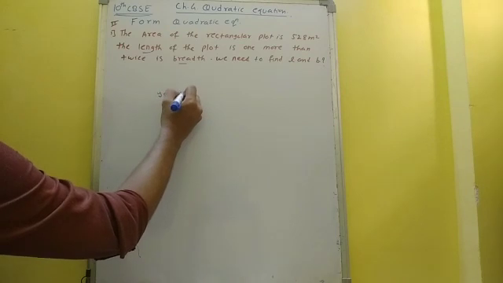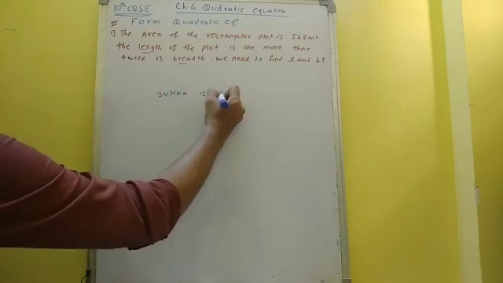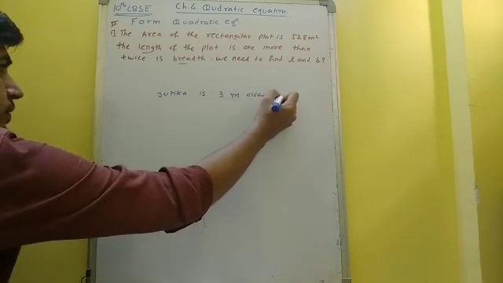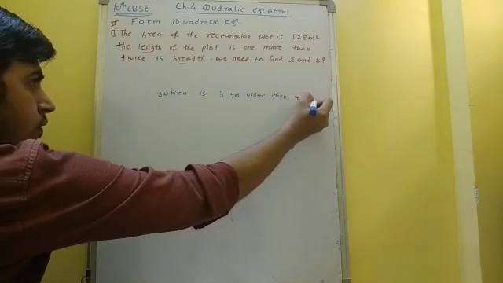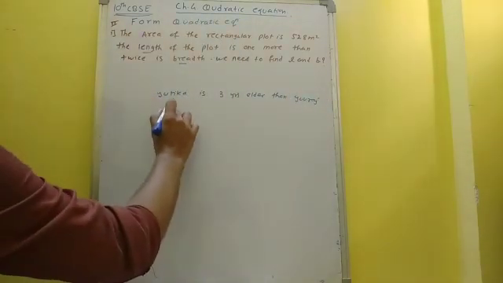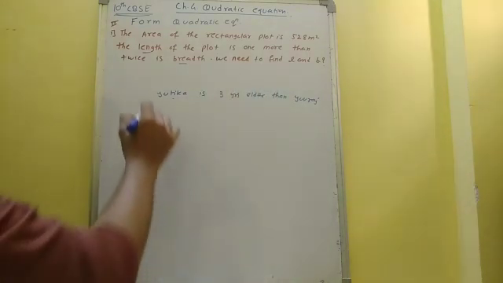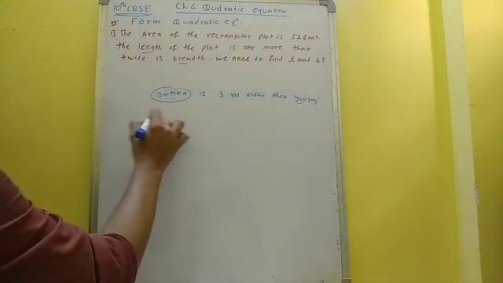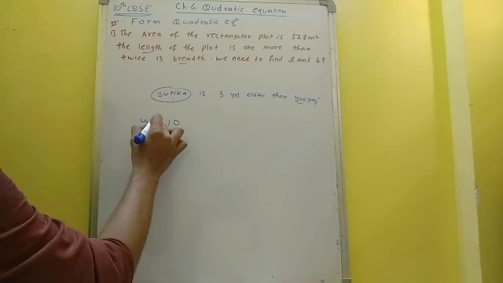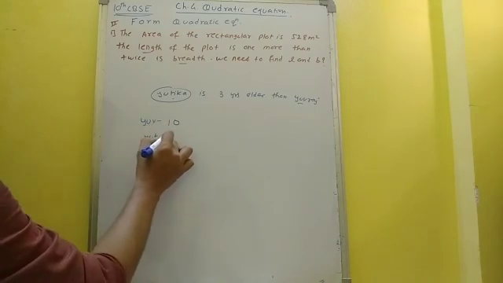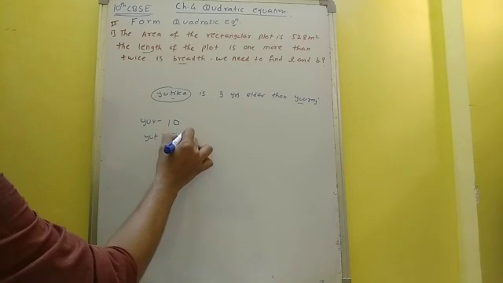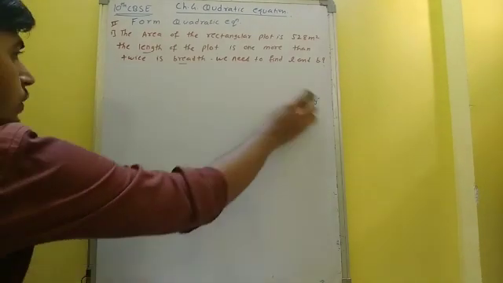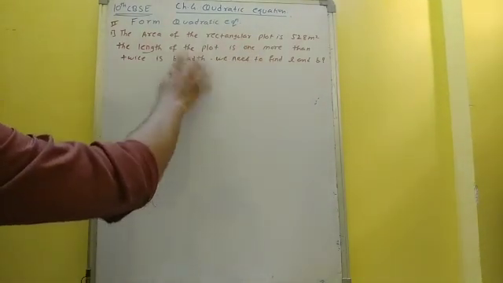Yutika is 3 years elder than Yuvraj. Okay, what I have taken? Yutika is 3 years elder than Yuvraj. So to know the Yutika's age, I should know first Yuvraj's age. If Yuvraj is 10, then Yutika will be 3 years elder, that is 10 plus 3. Okay. So first of all, I should know the second component. Okay. So what is given over here? Length is something breadth. Okay.